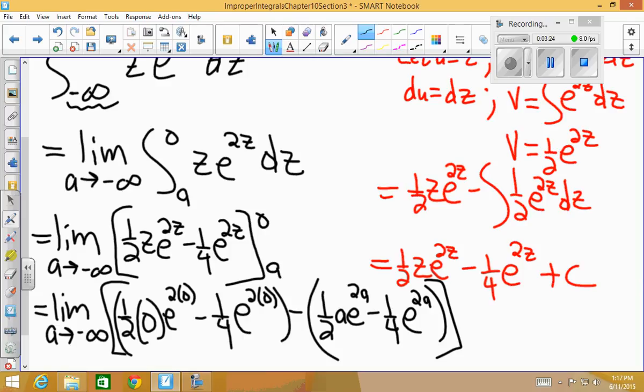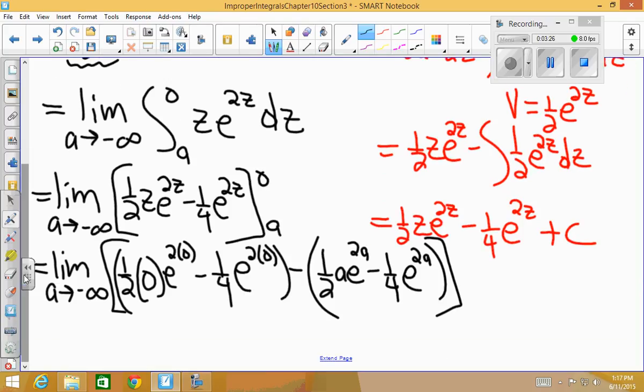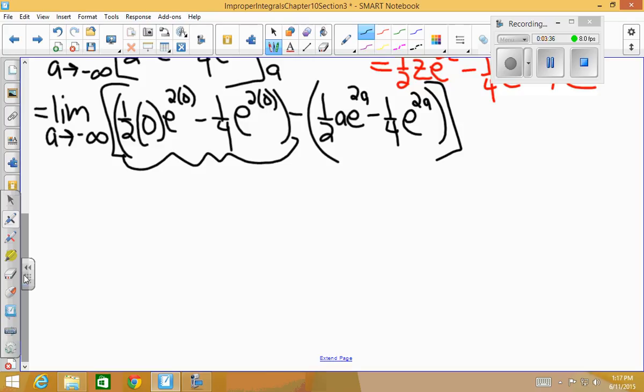All right, so then we're trying to take the limit. Of course, this first term is all constants, so whatever we get there, the limit of it is just going to be that value. So 1/2 times 0 e to the 2 times 0, that is just going to be 0, so it goes away. Over here, 2 times 0 is 0, e to the 0 is 1. 1 times negative 1/4 is negative 1/4, so we have negative 1/4.